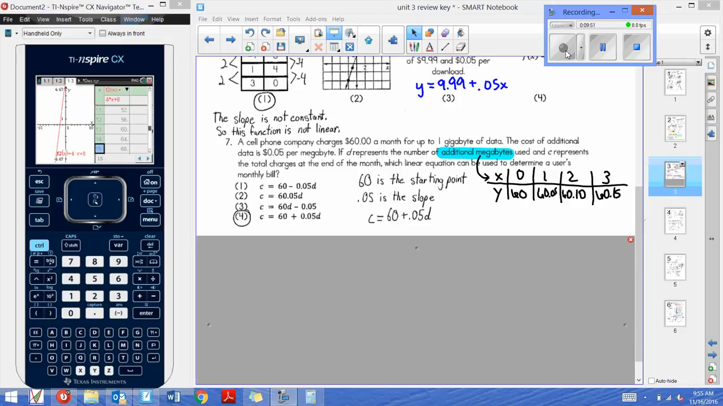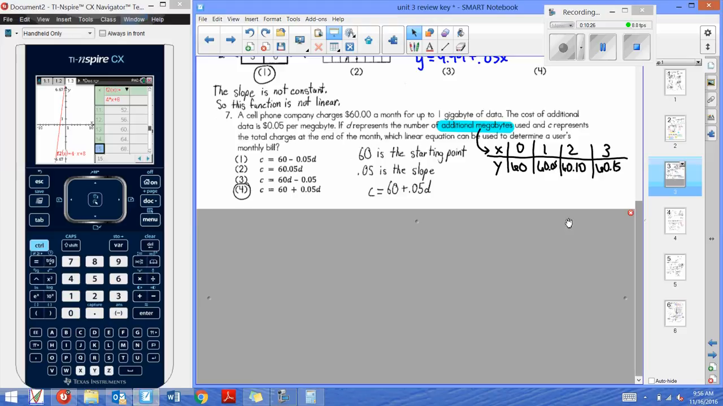In question number 7, I hope that you made a table to model the situation, that you started at $60, and for every additional megabyte, so that's what my D, or in my table I have it written as X, my Y is really C, so every additional megabyte was 5 cents more. So my slope is 5 cents. That would be multiplied by the number of megabytes, and we started out my y-intercept at 60. You could also graph this on your calculator to make sure that the table matches up. I would strongly encourage you to do that on a test.